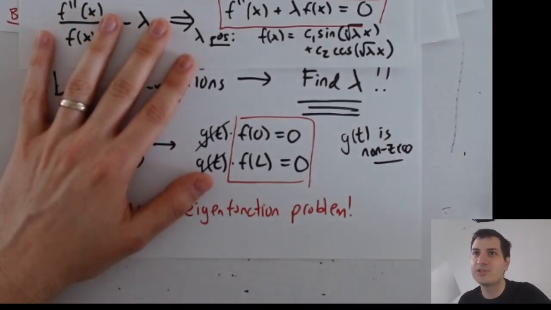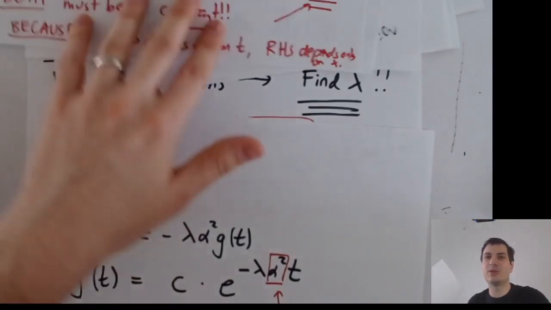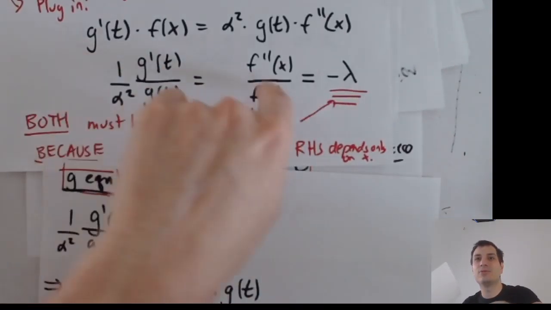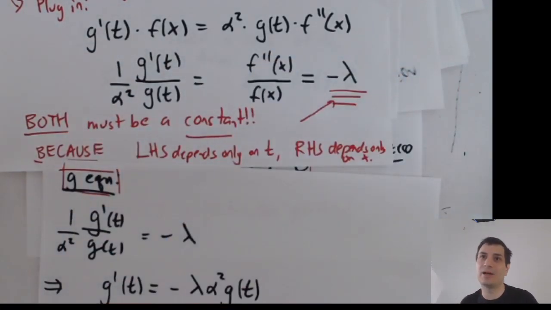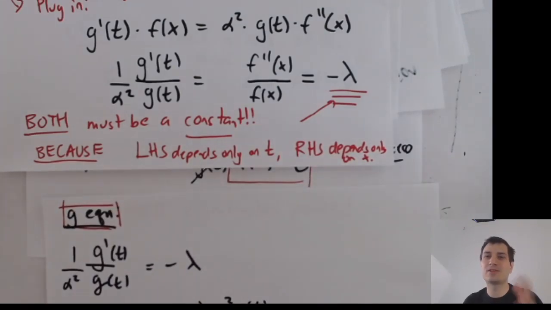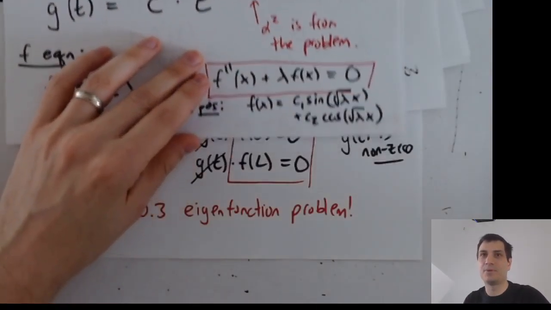Do we always set the equations equal to a constant to solve them? Yes. So when you do separation of variables, you split it up like this, and they're equal to some constant. That is how separation of variables works.